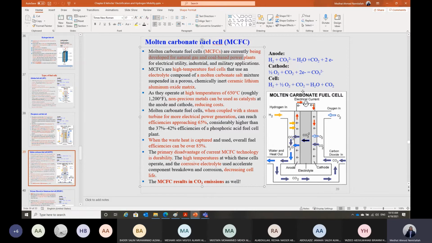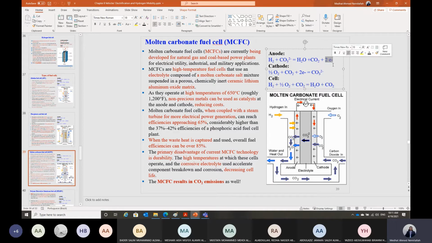So carbon dioxide is the main part of the reaction. At the cathode, we have carbon dioxide reacting with oxygen in the presence of a catalyst. Then we can produce those ions. The ions will transfer through the electrolyte, and then at the anode, we can react with hydrogen to produce water vapor and some carbon dioxide.